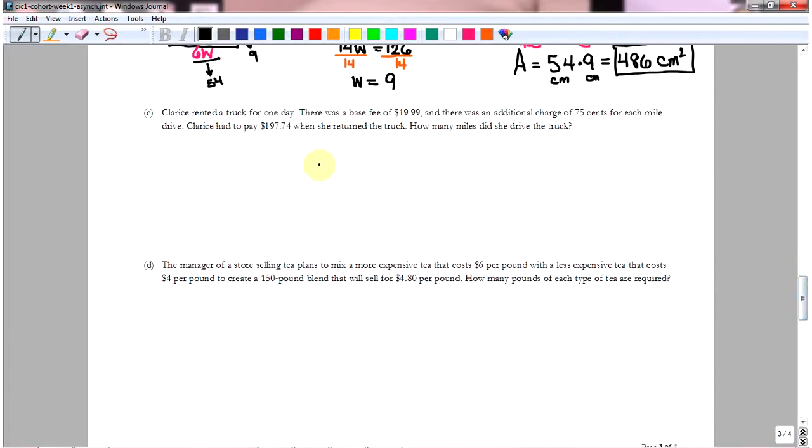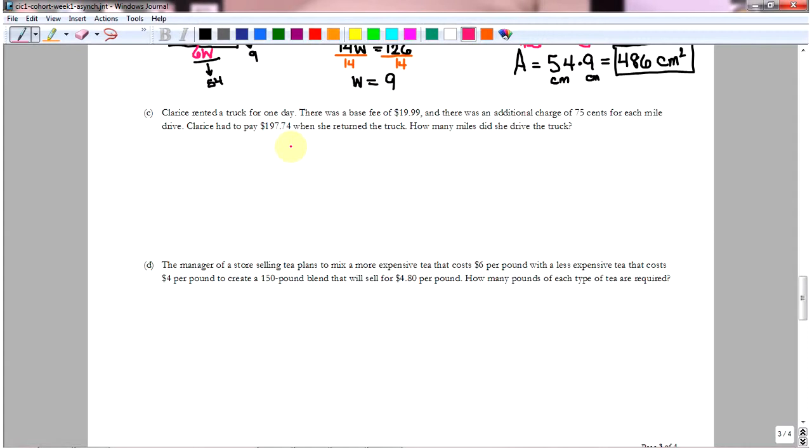For part C, Clarice rented a truck for one day. There was a base fee of $19.99 and there was an additional charge of 75 cents for each mile driven. Clarice had to pay $197.74 when she returned the truck. How many miles did she drive the truck?